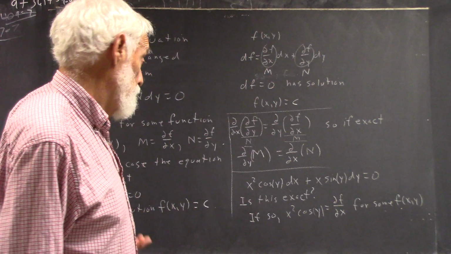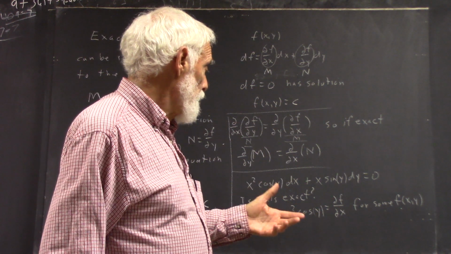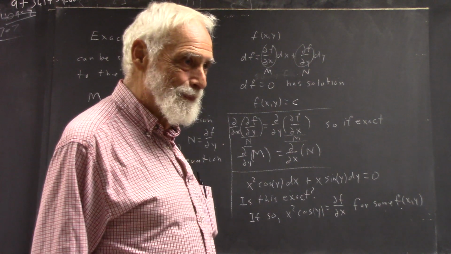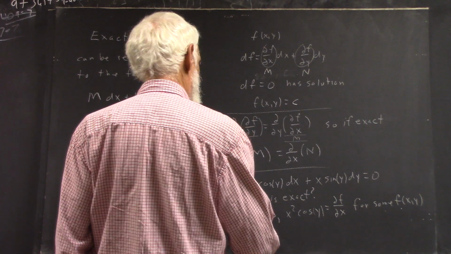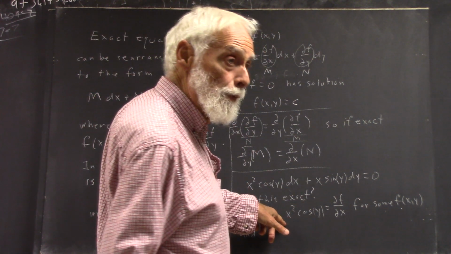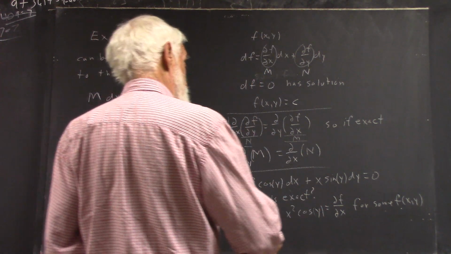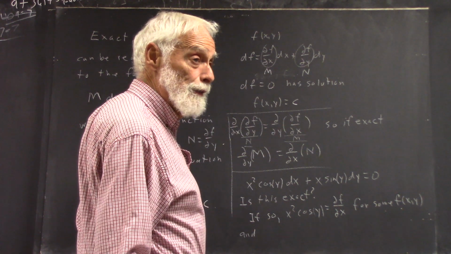Okay, and it certainly is. It's a partial with respect to x of 1/3 x cubed cosine y. Okay? We just take an antiderivative with respect to x. Treat the cosine of y as a constant. It's kind of foreshadowing what we're going to do to discover what f is.